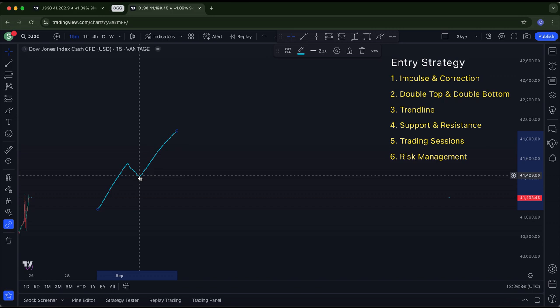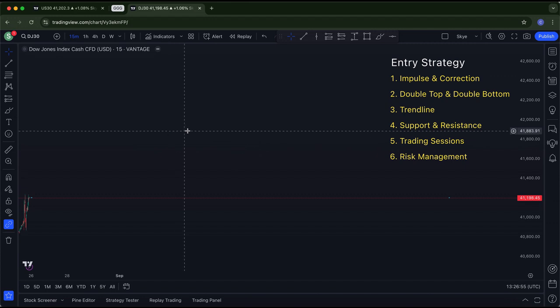Now, instead of looking for all this structure, impulse and correction, double patterns, support and resistance, I've made this strategy so easy for everyone, whereby we will be using just one indicator for this strategy. So I'm introducing an EMA. EMA is a trend indicator, whereby it will tell you the trend of a market. So we are going to use two of these.